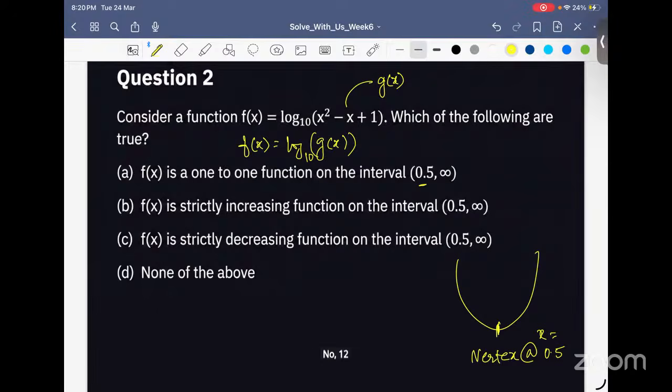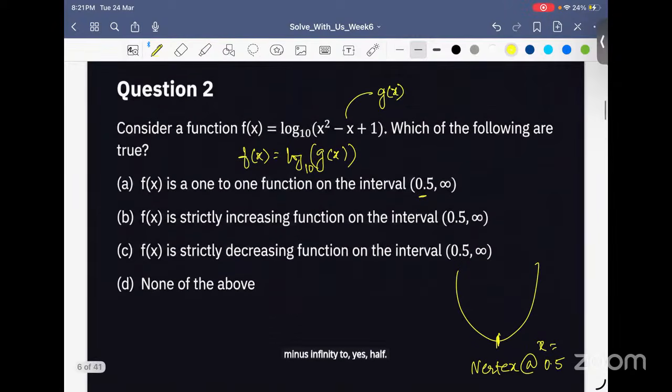Yes, sir, it is correct. The first one is correct. What about the second? Second, I guess, is also correct, because the base is 10, so it is strictly increasing. What about the third one? The third is incorrect, sir. It is the opposite: from minus infinity to 0.5 it is decreasing. Yeah, the third one is incorrect.